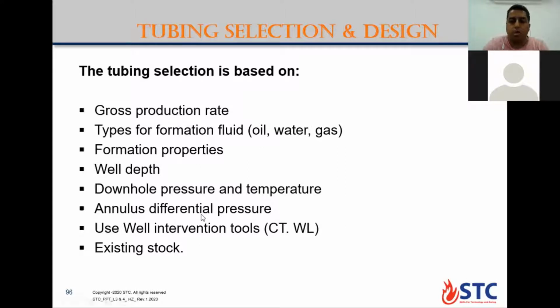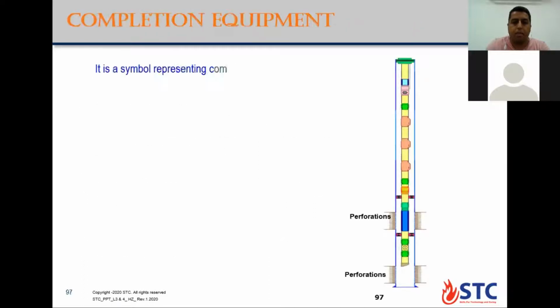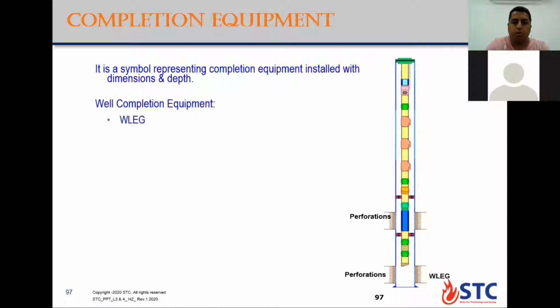the pipe design, annulus differential pressure between tubing and annulus, and any plan for well intervention operation like coiled tubing and wireline, to select the minimum restriction or ID in the tubing, which is the maximum OD to pass for well intervention operations or tools. Also the existing stock or availability of the tubing in the warehouse or at the location. This is the completion equipment.